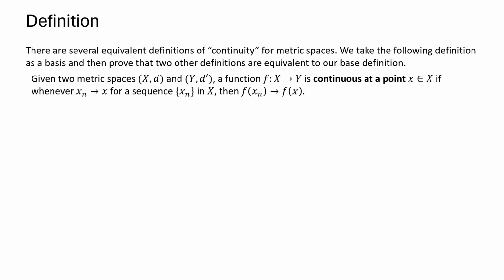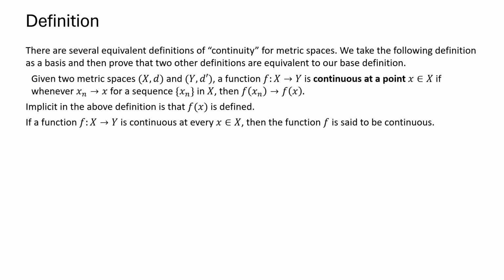So let's just repeat that. Whenever you have a sequence in X, the x_n, that converges to some value small x, then the function evaluated along that sequence needs to also converge to f of x. In other words, that's required in order for a function to be continuous at a point. So implicit in this definition is that f of x actually exists.